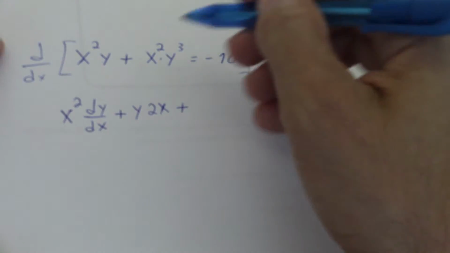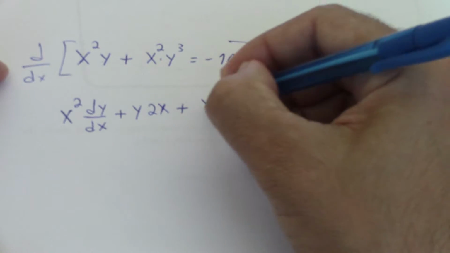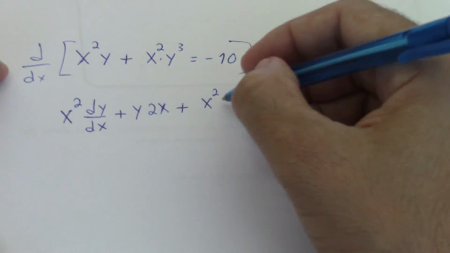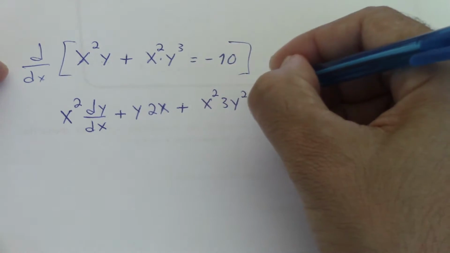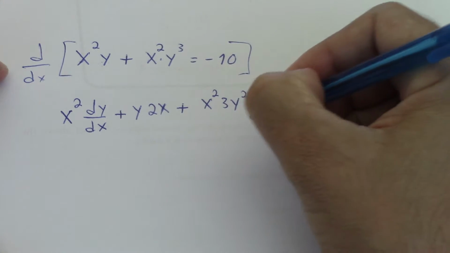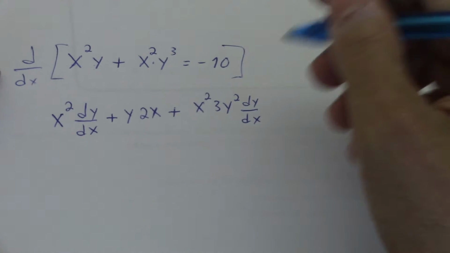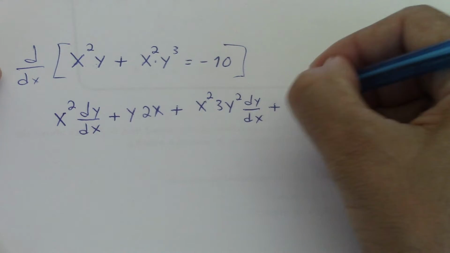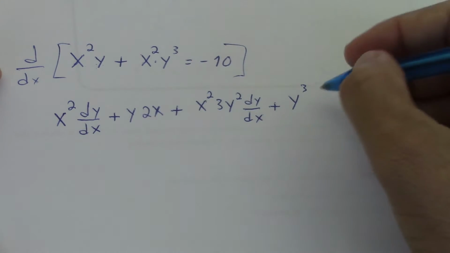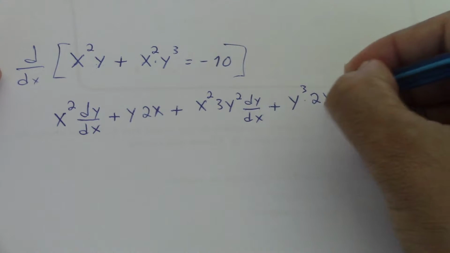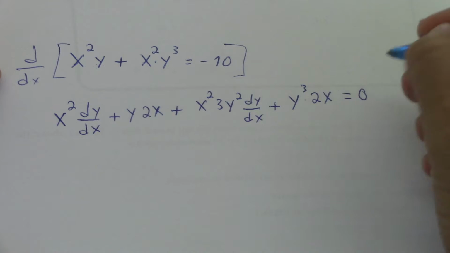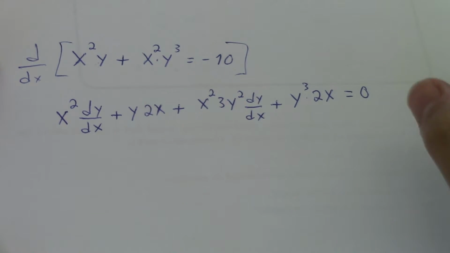Okay, that will be for this one. Plus we repeat the same process, because this is a product, so we use the product rule. The first one, again, x squared, times the derivative of the second one, 3y squared dy/dx. Okay, plus the second one, y cubed, times the derivative of the first one, 2x, equals 0, because the derivative of a constant is 0.